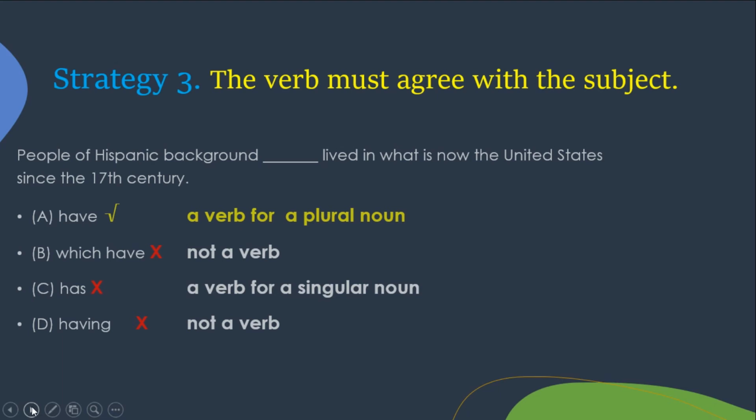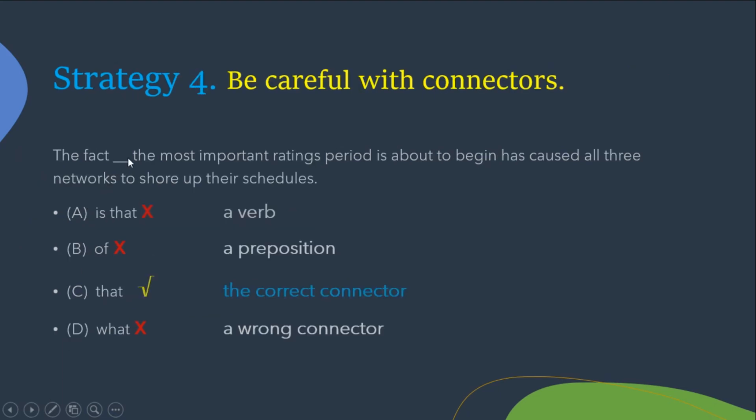Okay, now strategy number four is be careful with connectors. As you can see, sentences can be simple and also compound and complex. And for compound and complex, we need connectors. And for that, we have to be careful. In this one, the fact, blah, blah, blah, the most important writing period is about, so it means we need to supply a connector here. So the best answer is that.